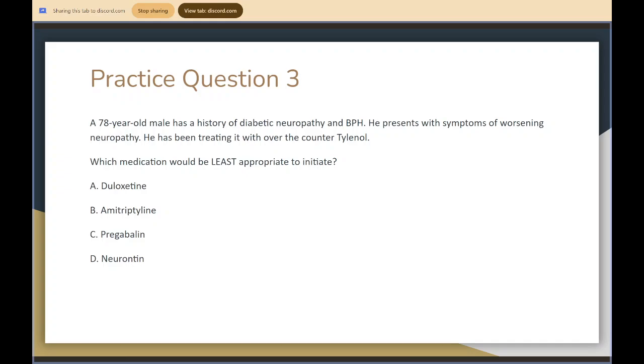Okay. A 78-year-old male has a history of diabetic neuropathy and BPH. He presents with symptoms of worsening neuropathy. He has been treating it with over-the-counter Tylenol. Which medication would be least appropriate to initiate? Choice A, duloxetine. Choice B, amitriptyline. Choice C, pregabalin. Choice D, Neurontin.